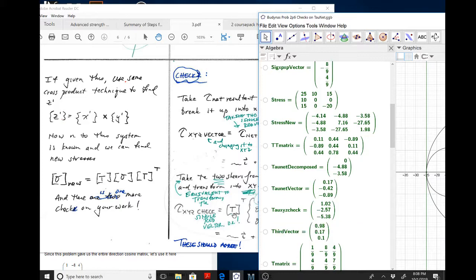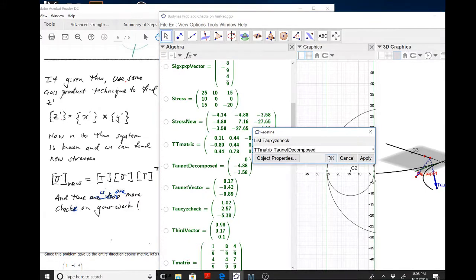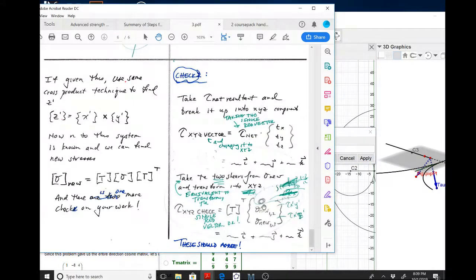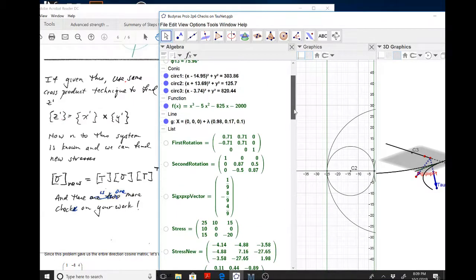And then pre-multiply it by T transpose, because now we're going from local to global. We talked about this in class. When you do an operation like that, so it's tau x, y, z check is T transpose matrix times tau net decomposed. That's right here. And what do I get? 0, 4.88, 3.58.